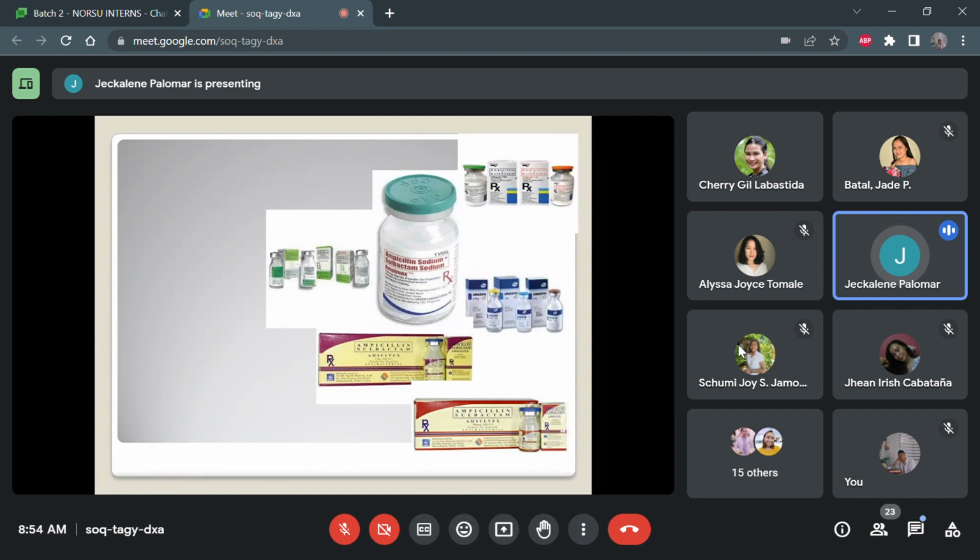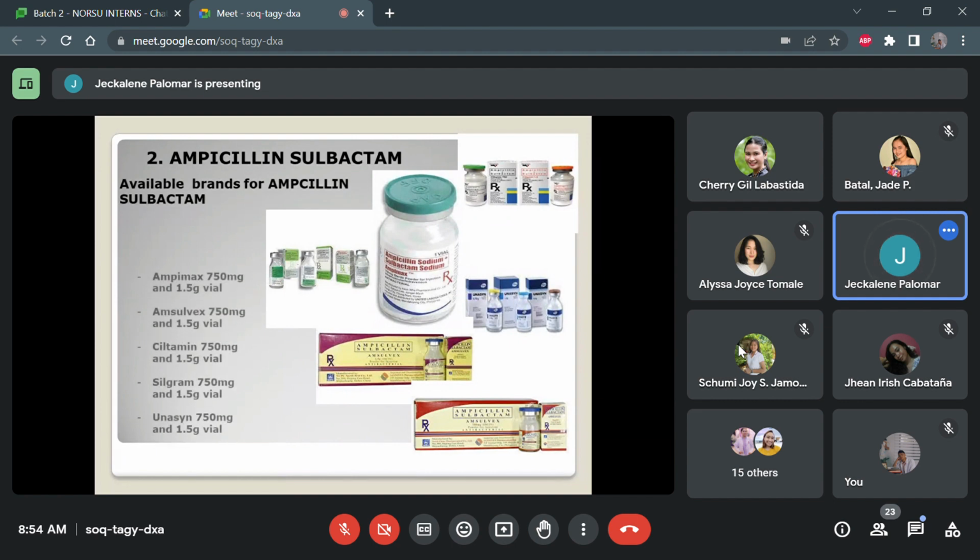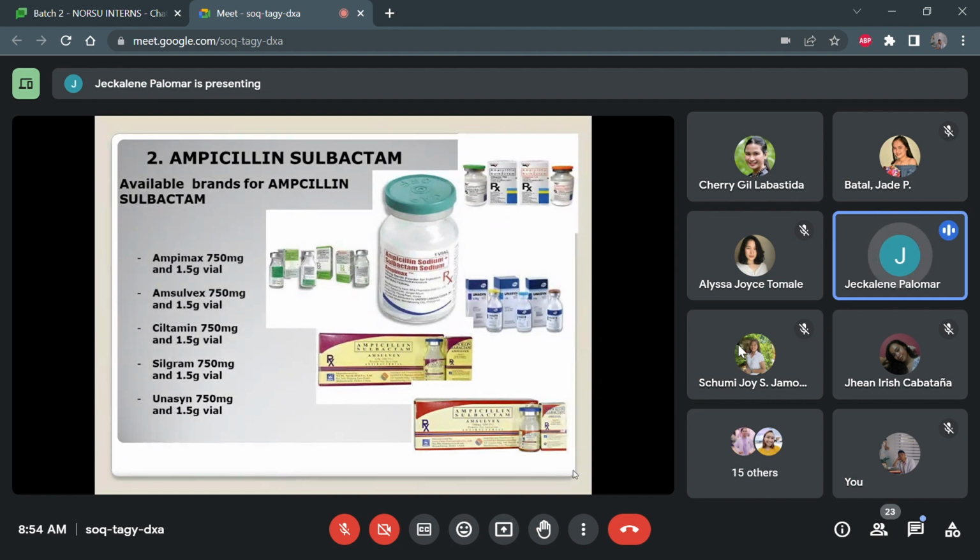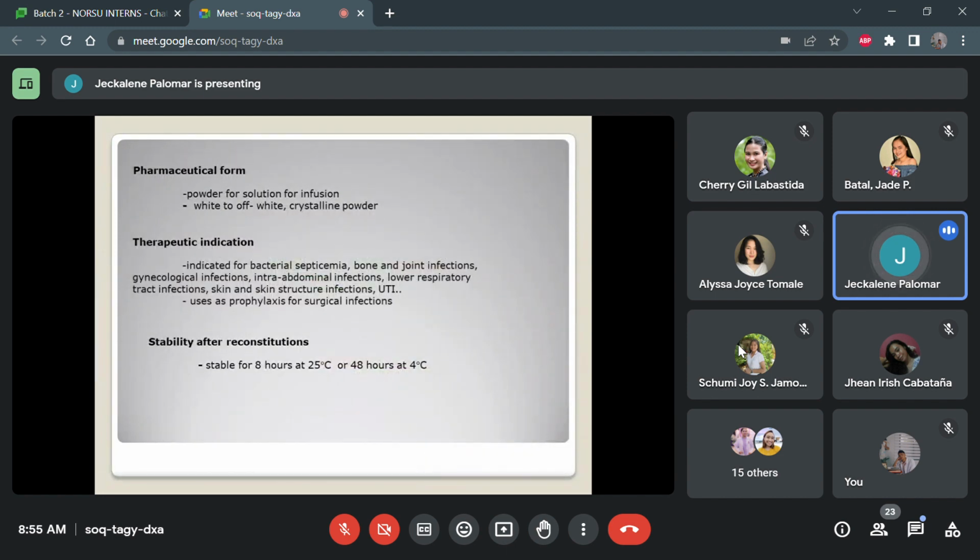So this is an example of ampicillin sulbactam, there are many brands and you are familiar with them. Ampimax 750 and 1 gram. Amsulvac 750 and 1 gram. Siltavin 750 and 1 gram. Cilium 750 and 1.5 grams. Unison 750 and 1.5 grams. The therapeutic form is a powder for solution for injection, white to off-white crystalline powder.